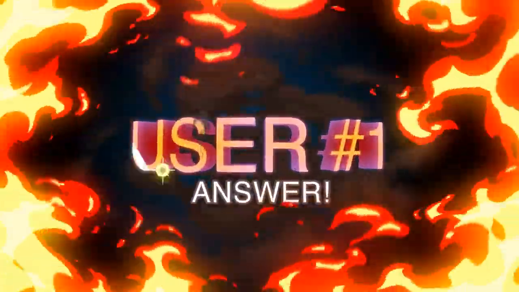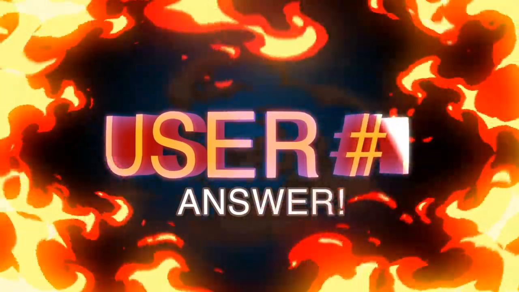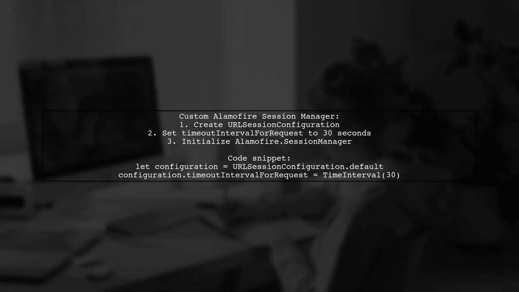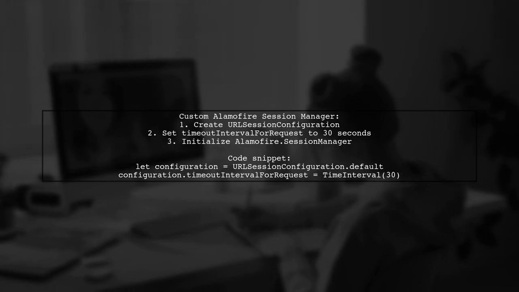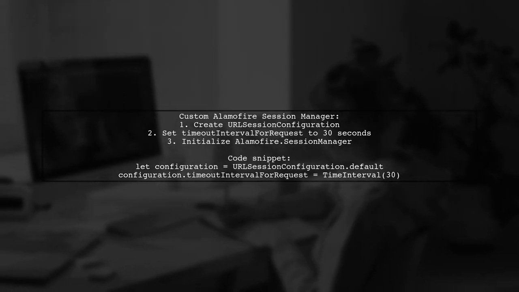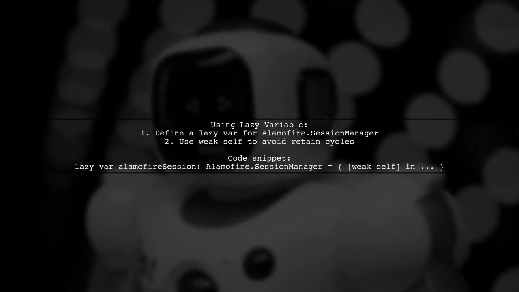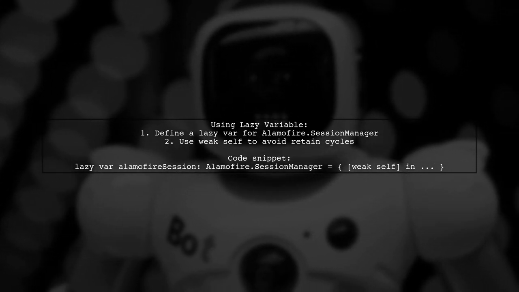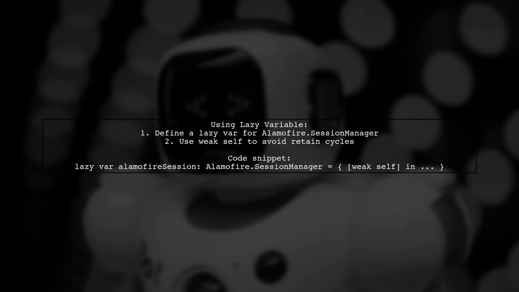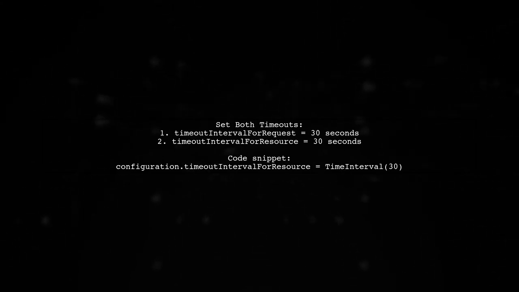Let's now look at a user-suggested answer. To change the timeout interval for requests in Alamofire, you can create a custom session manager. Start by setting up a URL session configuration with your desired timeout values. This approach uses a lazy variable to ensure the session manager is created only when needed. This helps manage resources efficiently. Finally, remember to set both the request and resource timeout intervals to ensure consistent behavior across your network calls.